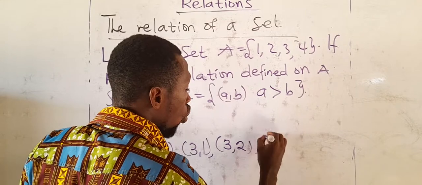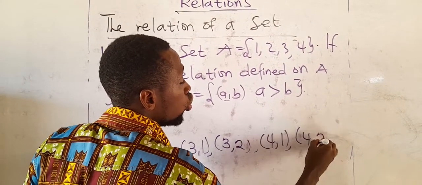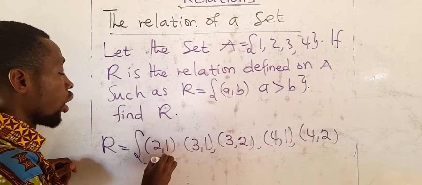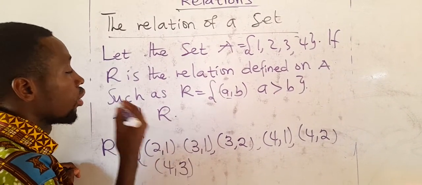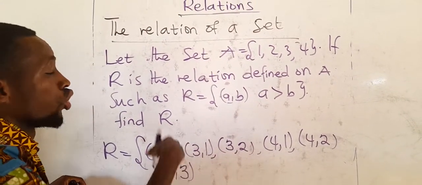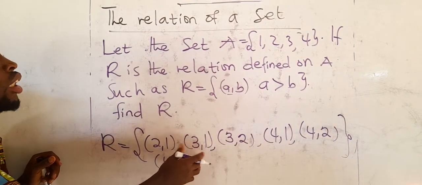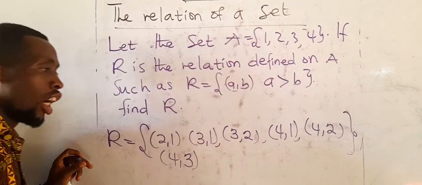Then we can pair (4, 1), because 4 is greater than 1. We can pair (4, 2), 4 is greater than 2. We can pair (4, 3), 4 is greater than 3. Can we pair (4, 4)? No, because 4 is equal to 4. So we can't pair that. Then this becomes the relation defined on the set A. I hope you get that.